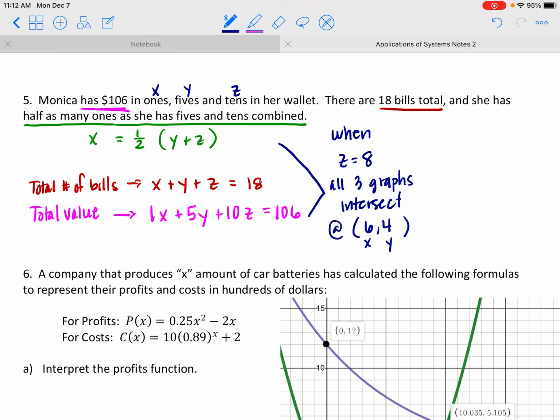So she has 6 ones and 4 5s, and lastly z was 8, so 8 10s.